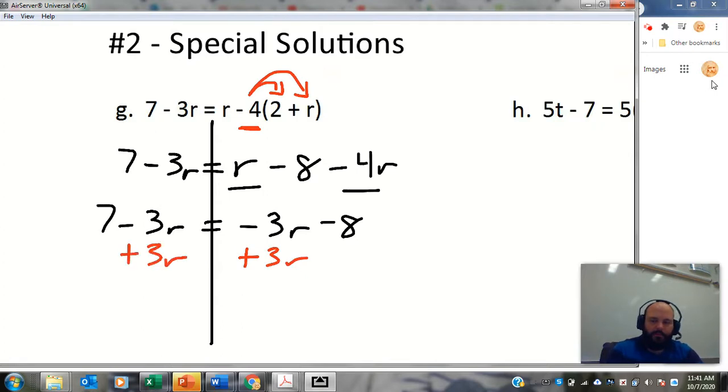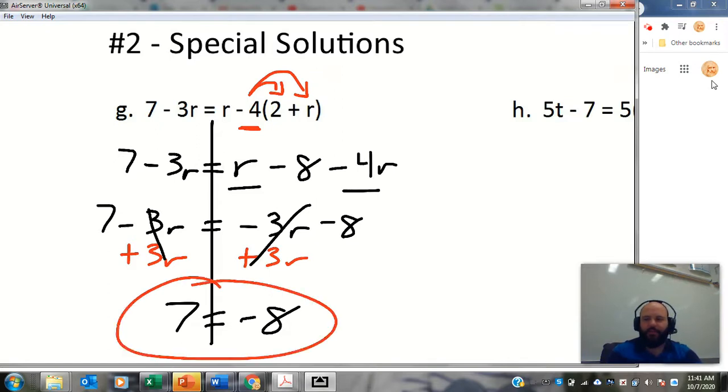Now, when I do that, something weird happens. What ends up happening is this 3r goes away, but this 3r also goes away. So we're not left with any variables. We just have a 7 over on this side, and we have a negative 8 over on this side. And so if you look at this expression, it says 7 equals negative 8. That's false. That's definitely not true. So we want to put a line through there and say those are not equal.